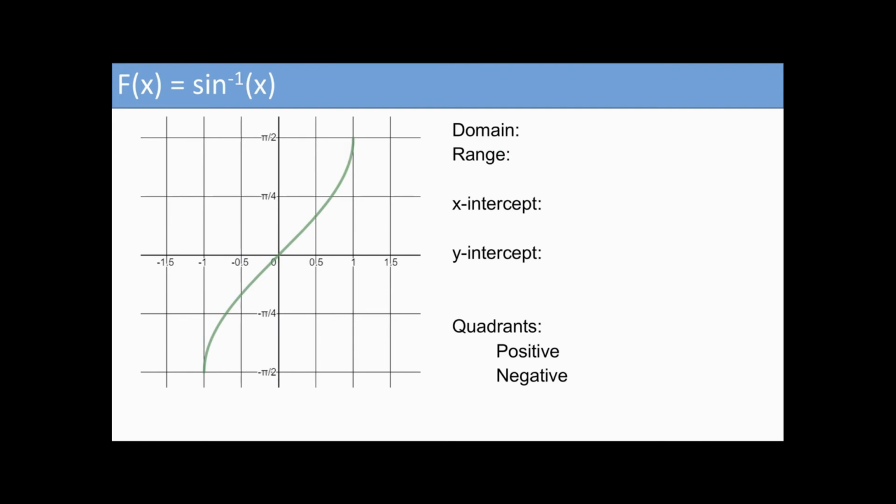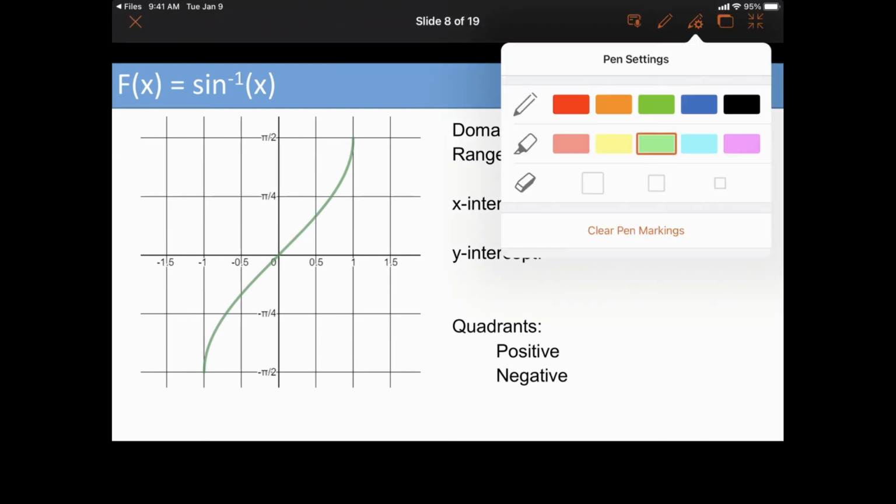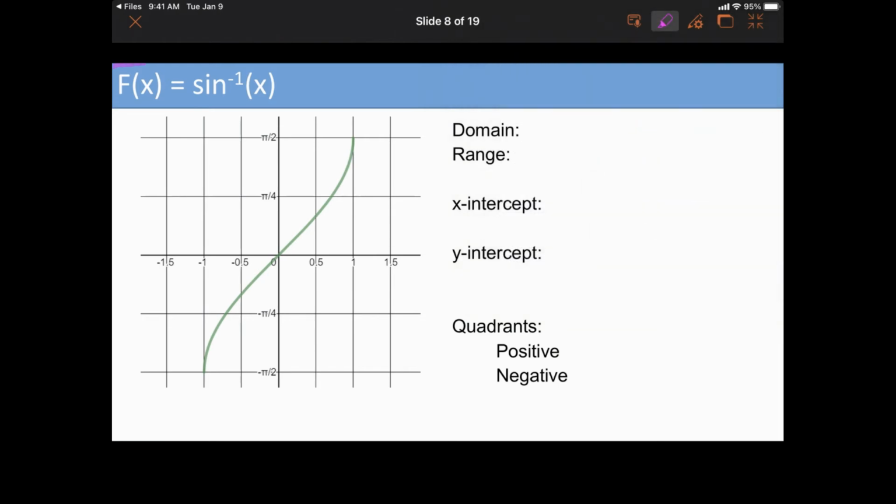All right, so this is inverse sine. Here's my equation. Remember that -1 means inverse. So if we're looking at the domain, which is the x value, it's -1 to 1 inclusive. The range is now an angle. Remember at the beginning, when you find the inverse of a trig function, the answer is an angle. And we write it in radians.